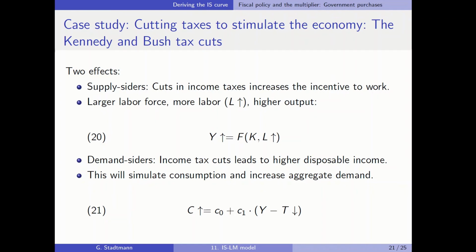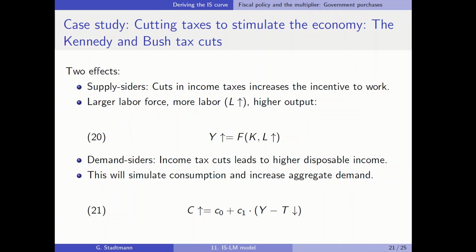The demand-siders, they argue differently. They argue in the following way, that a decrease in income tax leads to a higher disposable income, and this will stimulate consumption and it will increase the demand. So the two lines of argumentation are completely different. Nevertheless, both lines of argumentation emphasize that a cut in taxes is a good thing because of the fact that GDP will increase.